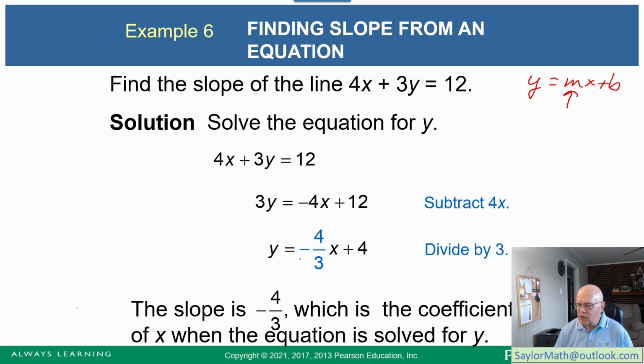Okay, the slope is -4/3. What does that tell us? Number one, because of the negative, it means it's going downhill. 4/3 means it's a little bit on the steep side, not terribly steep. That should give you an idea of what the line looks like.